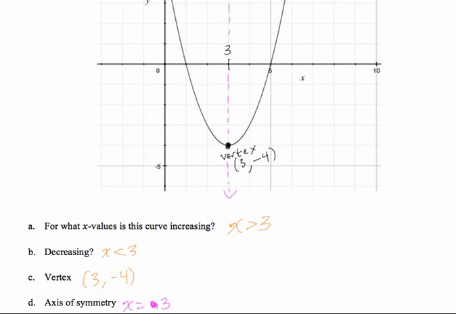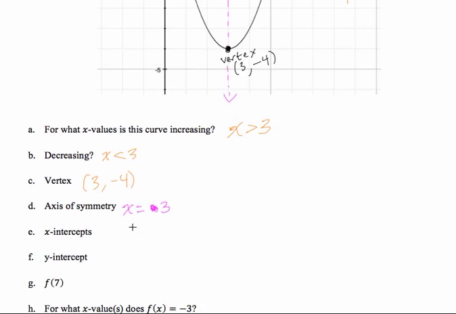Okay, x-intercepts. Remember, that is where the function crosses the x-axis, or where y is 0. So this one has 2 x-intercepts. It's got one right there and one right there. So those are called x-intercepts. You can just read them off the graph, and this one looks like it occurs at the coordinate points (1, 0) and (5, 0).